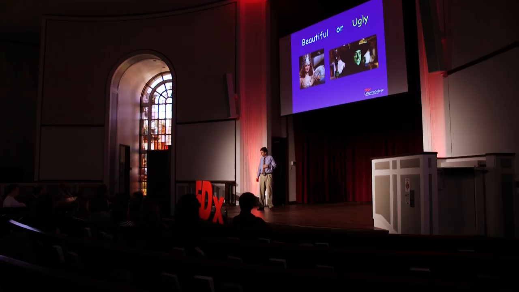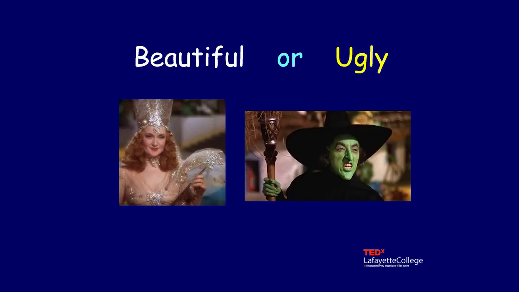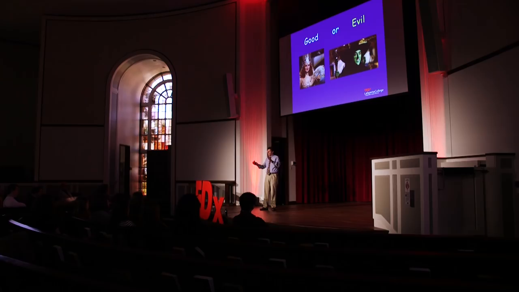She's always depicted as being beautiful. We have the Wicked Witch of the West, who's usually depicted as being ugly. So we have two labels here, beautiful and ugly, and they also can morph into good or evil. So we have words like white and black that become good and evil. We have words like beautiful and ugly that become good and evil. So one of the real dangers of labels is the fact that they can morph into even additional labels.